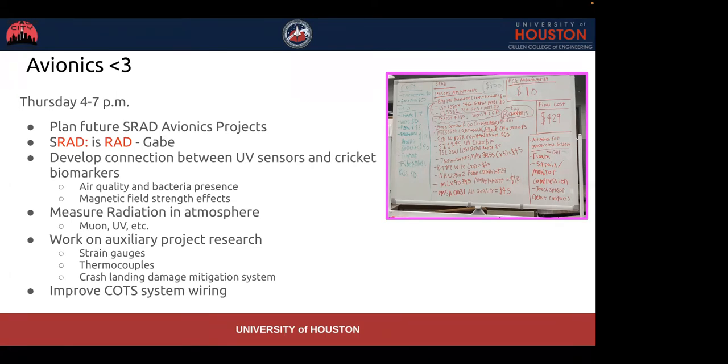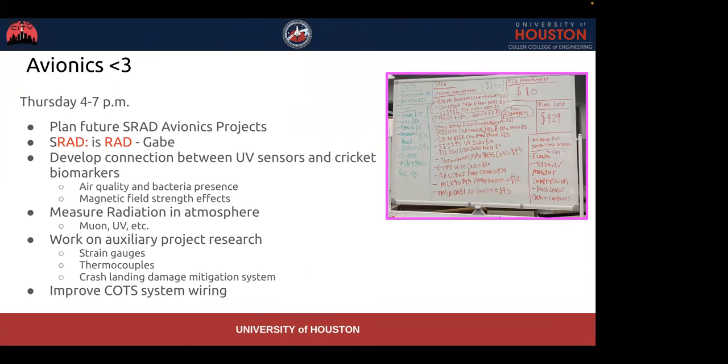And we're also measuring radiation in the atmosphere, so like muon detectors, UV radiation, etc. We thought UVA radiation, if a clear payload happens, would be a cool thing to also measure as well, as it could be really helpful insight into how radiation affects electronics and also how it could cause certain phenomena such as bit flipping, etc. And we're also working on auxiliary project research, so like strain gauges on the fins, thermocouples to measure how hot the motor gets, and a crash landing damage mitigation system that one of our members brought up as well. In case we have a crash landing, how do we protect the electronics from getting destroyed?